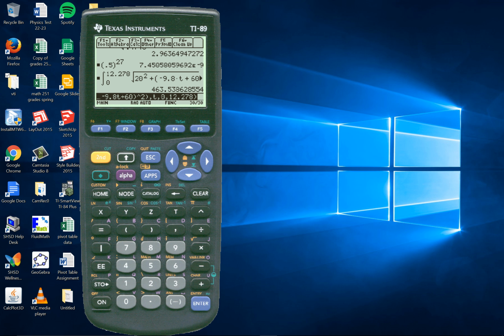Booyah, 463. Yes, as opposed to how far was it when I shot it on the ground? 200 and something. Well, how about that? We shot up in the air quite a ways. So, yeah, following the whole distance is further. Well, who saw that coming?